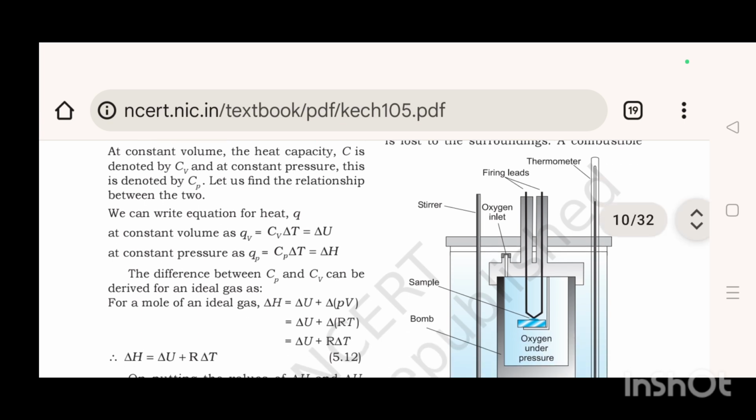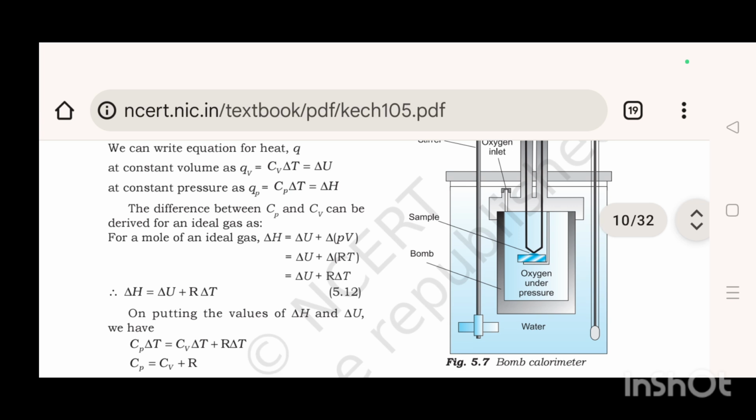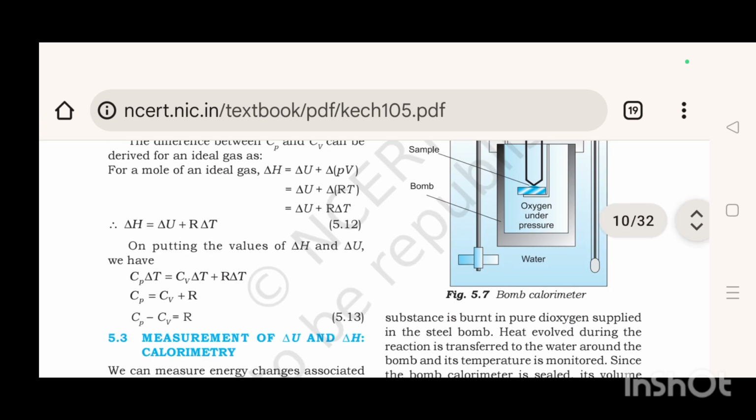The difference between Cp and Cv can be derived from the ideal gas equation. Delta H is equal to delta U plus R delta T. On putting the values of delta H and delta U, we have Cp delta T equal to Cv delta T plus R delta T. Cp equal to Cv plus R. Cp minus Cv equal to R.